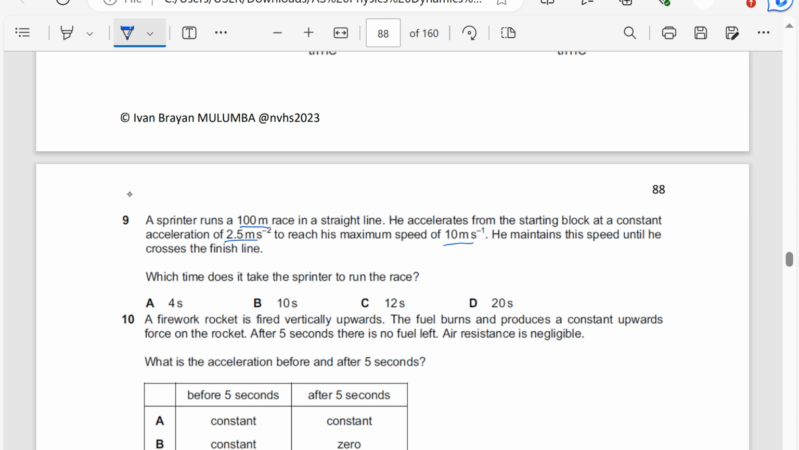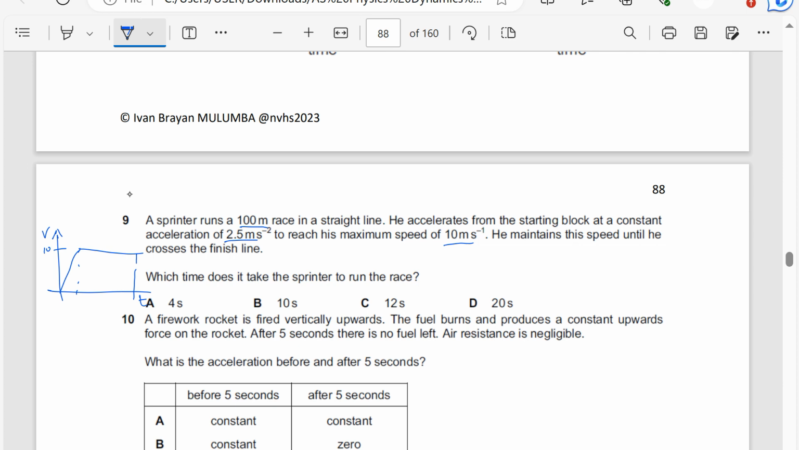Okay, a simpler way of visualizing this could be by sketching a simple graph of velocity against time. If I sketch a graph of velocity against time, I think it would look like this. He accelerates, so the velocity increases. The acceleration is 2.5. He accelerates to reach his maximum speed of 10, so this is going to be at 10. He maintains the speed until he finishes.